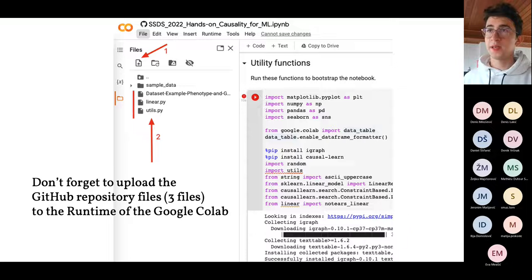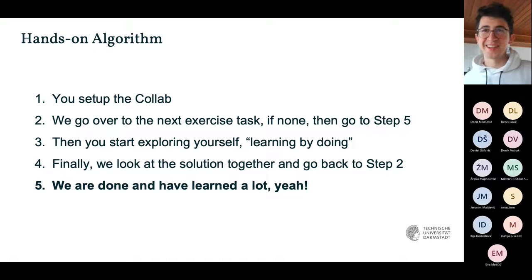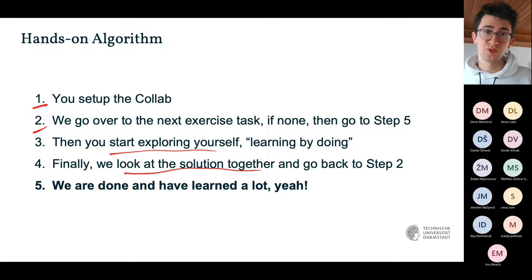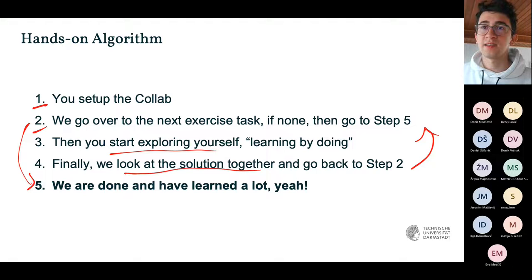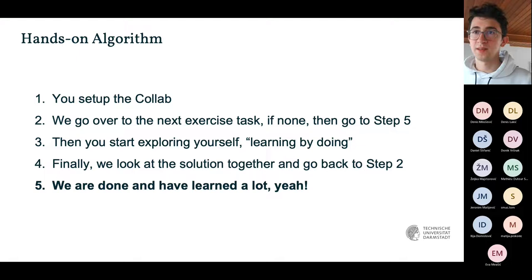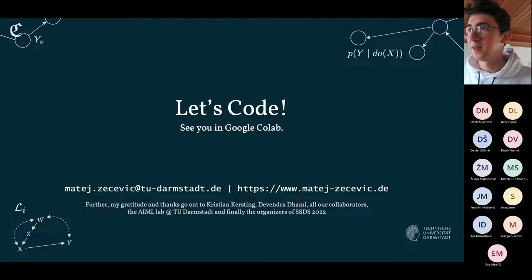Okay, then, the hands-on algorithm. So what's the algorithm to doing this? First step, setting up the Colab. Then the second step, we check for the next exercise. If there is one, then we'll just announce it. Then you start exploring for yourself. Finally, we look at the solution at least together, right? So we do that as well. And then we go back. And then if there are no exercises, we are done and we have hopefully learned a lot, right? So that's the setup here. And without further ado, I'd say we go now coding.